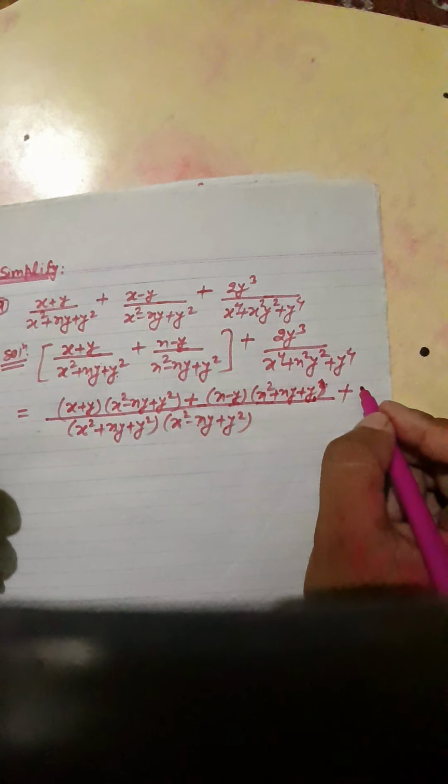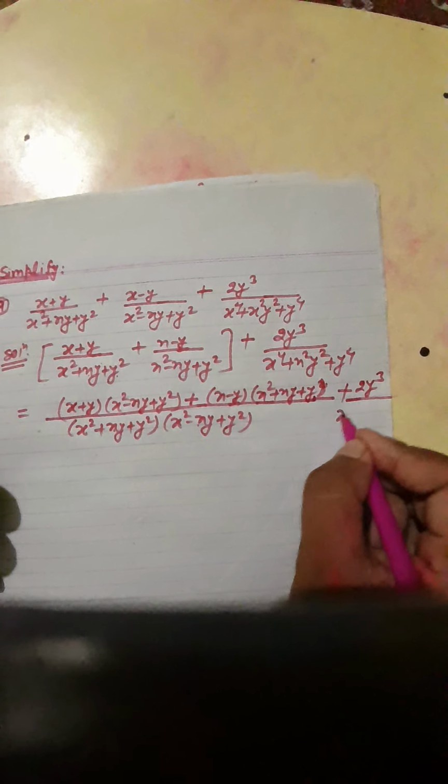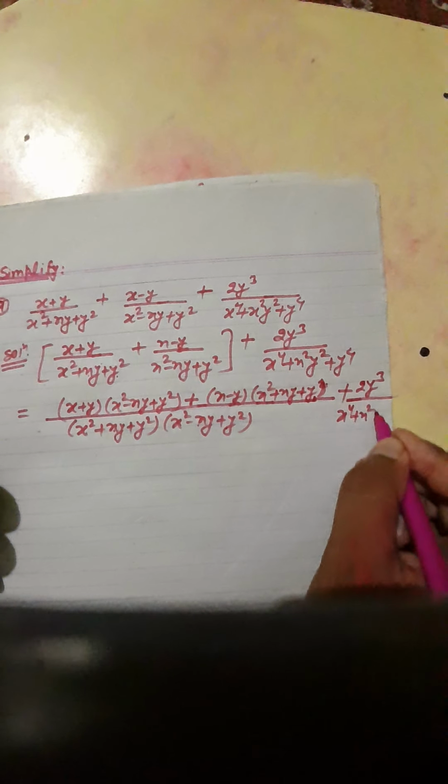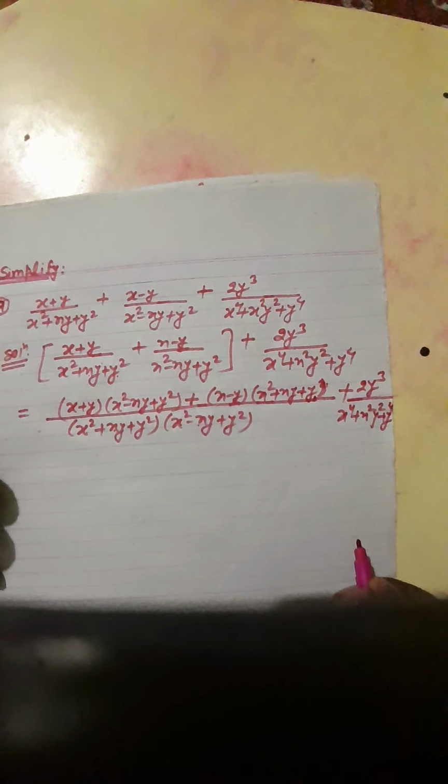Plus this 2y cube we can put as it is, 2y cube, and upon x power 4 plus x square y square plus y to the power 4 we can put as it is.